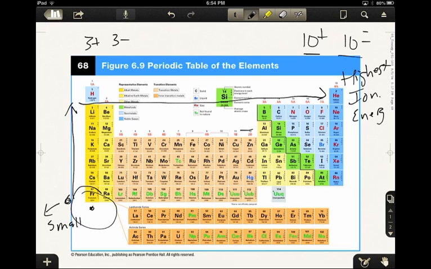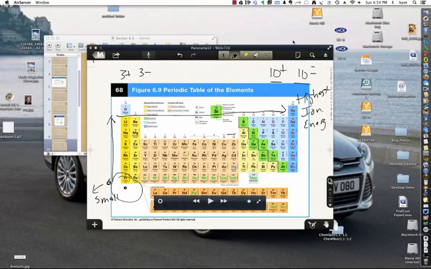Now notice our last trend was to the left and down. The bigger it is, the easier it is to take it away. Therefore, the smaller it is, the harder it is. So this is exactly the opposite of atomic size or atomic radius. Exactly the opposite. All right, let's go back to the slides.